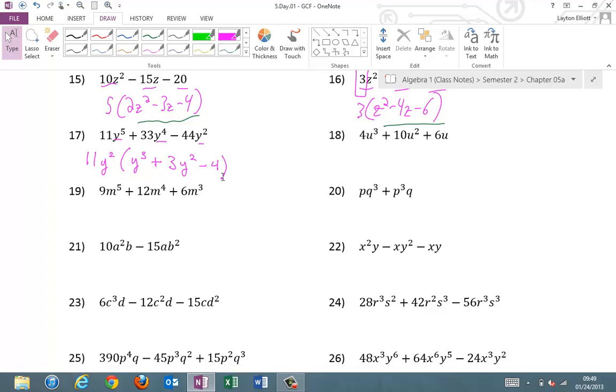All right. Hey, I did one right for a change. Let's see if I can continue the streak. I notice that I have a 4 and a 10 and a 6, and that makes me think, okay, 2's, because they're all even.